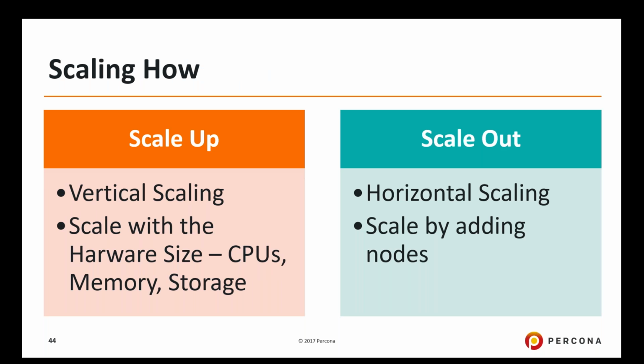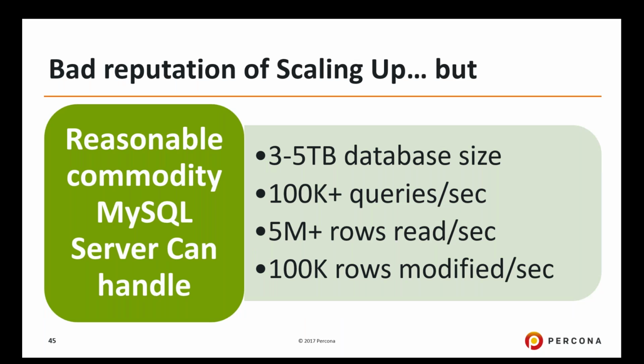Now, there are two ways you can essentially approach scaling. You can scale up, vertical scaling, right? Scale up your hardware size: get more CPUs, more memory, faster storage, and more storage. Or scale out, horizontal scaling, and that is where you scale by adding nodes. Now, scaling up has a bad reputation, right? We'll say, well, you can't really build Facebook by scaling up. And this is, of course, right.